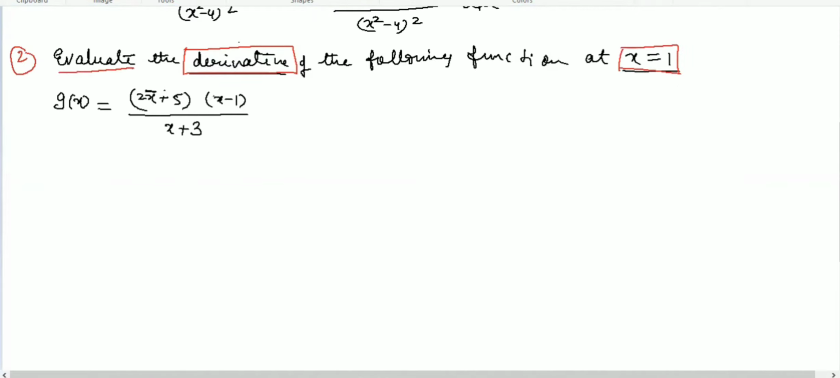It means evaluate. So the function is (2x + 5)(x - 1) over... multiplied by (x - 2) over (x + 3). As you can see, we can take this as u and v, but u is the function with two terms which are multiplied. So we need to first multiply here. Write down g(x) equal to this: write down 2x and then multiply by x - 1.